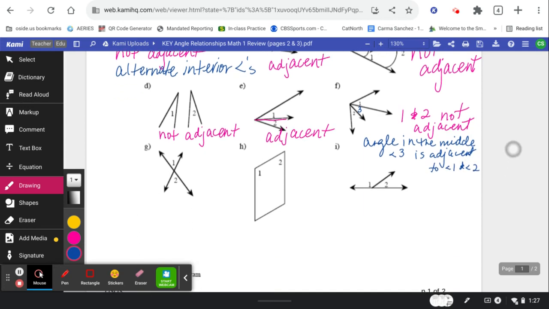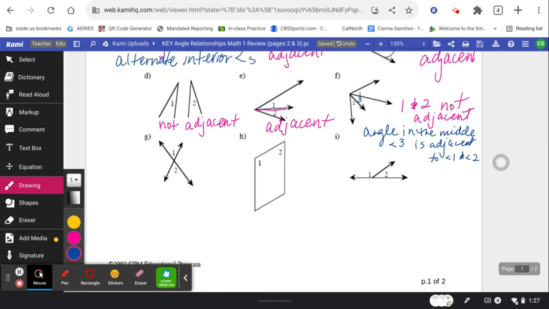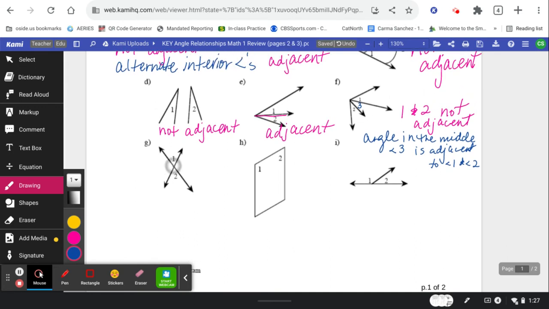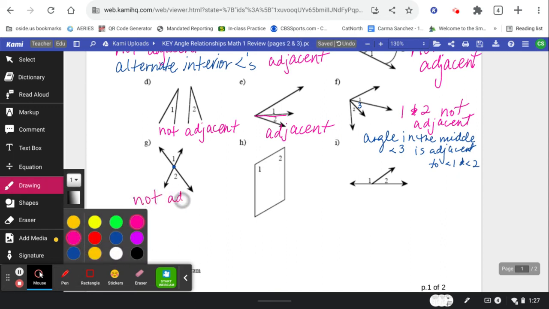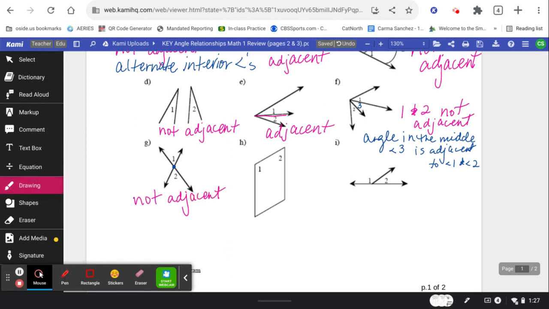So in case you're wondering, like, hey, well, what about that guy? These guys right here share a vertex but not a side. So these are not adjacent. And not only are they not adjacent, but students in one of my periods yelled out today, but those are vertical angles. And we know that vertical angles are equal.